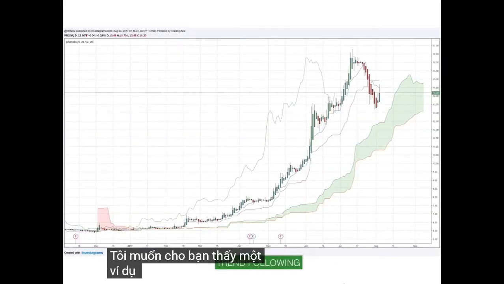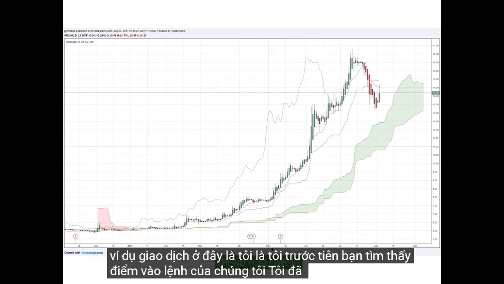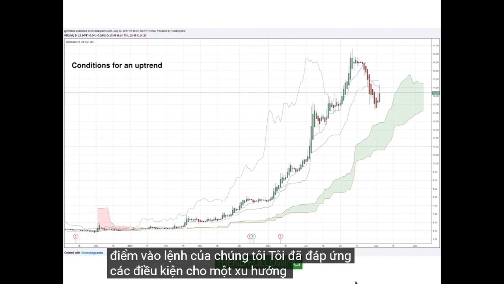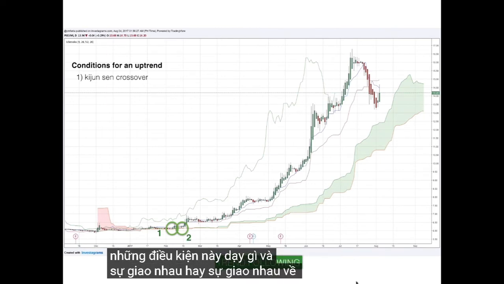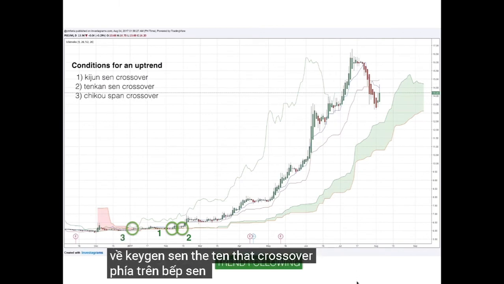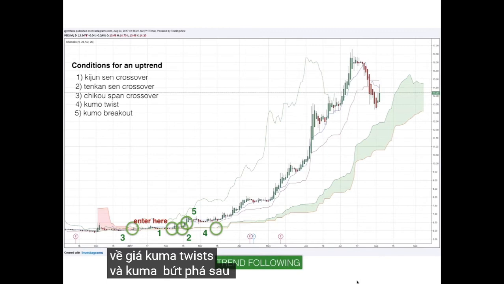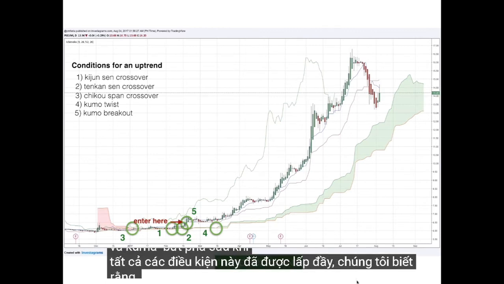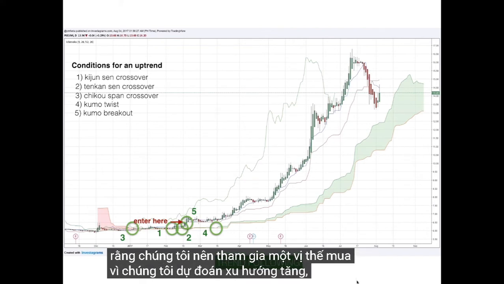I'd like to show you a trade example. Here is IMI. First, we find our entry point. IMI had already met the conditions for an uptrend. Again, what are these conditions? Kijun-sen crossover, or the price crossover above the Kijun-sen, the Tenkan-sen crossover above the Kijun-sen, the Chikou span crossover above price, Kumo twist, and the Kumo breakout. After these conditions have all been filled, we know that we should enter a long position because we are anticipating an uptrend.